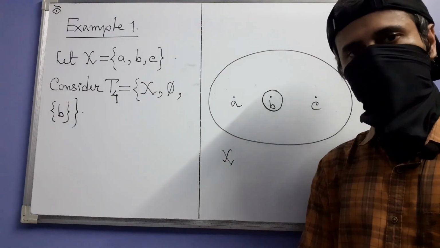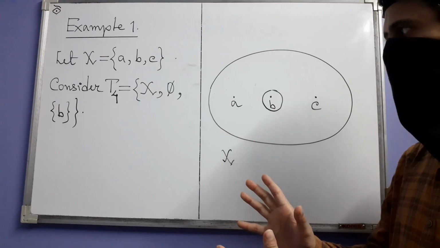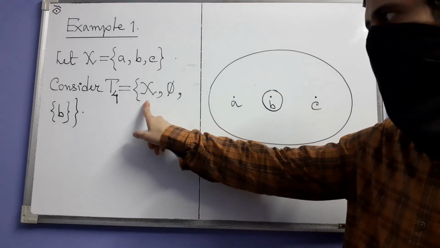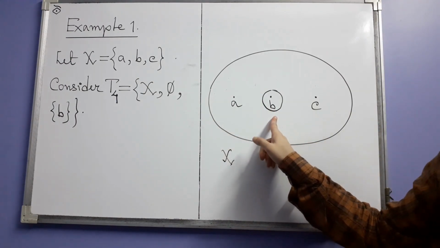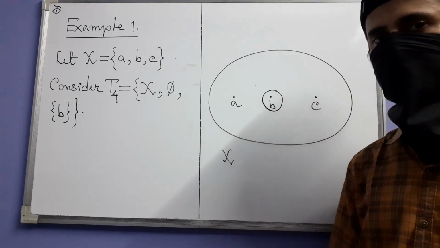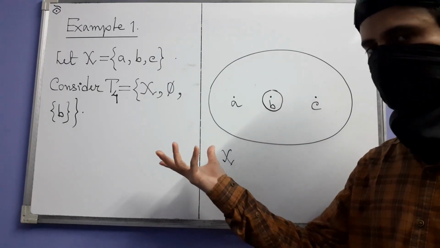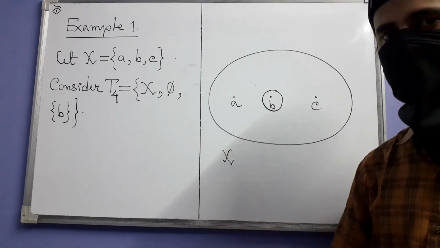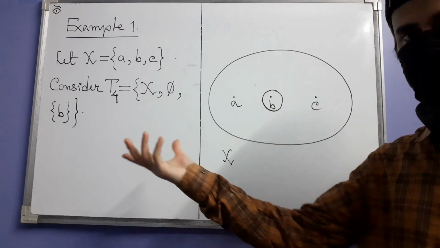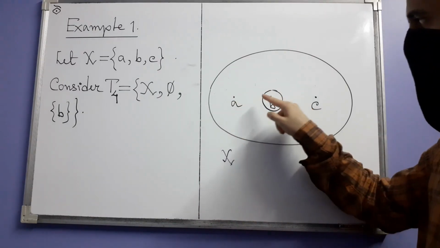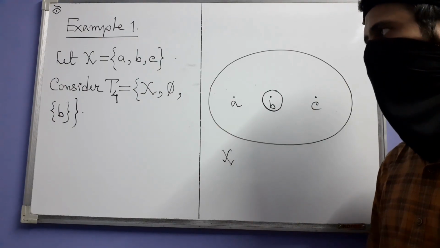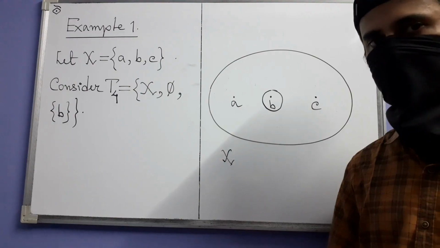Next one is T4. Suddenly the size has got reduced. Now besides the empty set and the entire set X, we only have the singleton set consisting of B, and this is also a topology on X. This one, however, is sitting inside that T3. You see, this B was present there also, but there you had A comma B and B comma C as well, which are not present here now. So here also you verify that this is a topology.